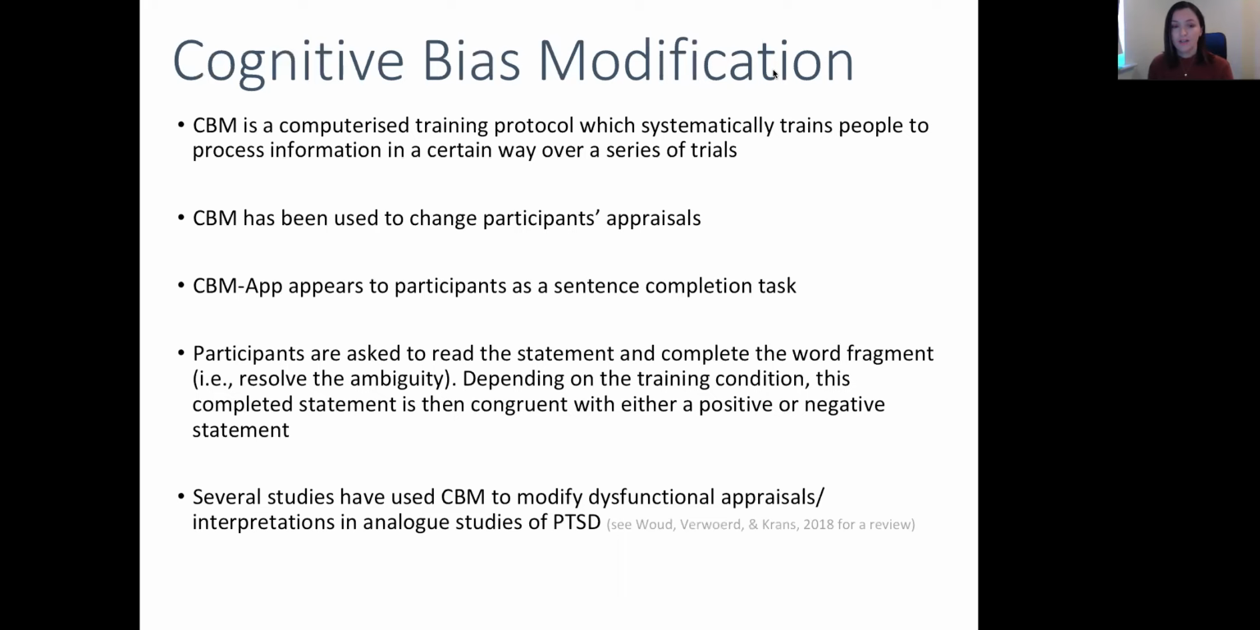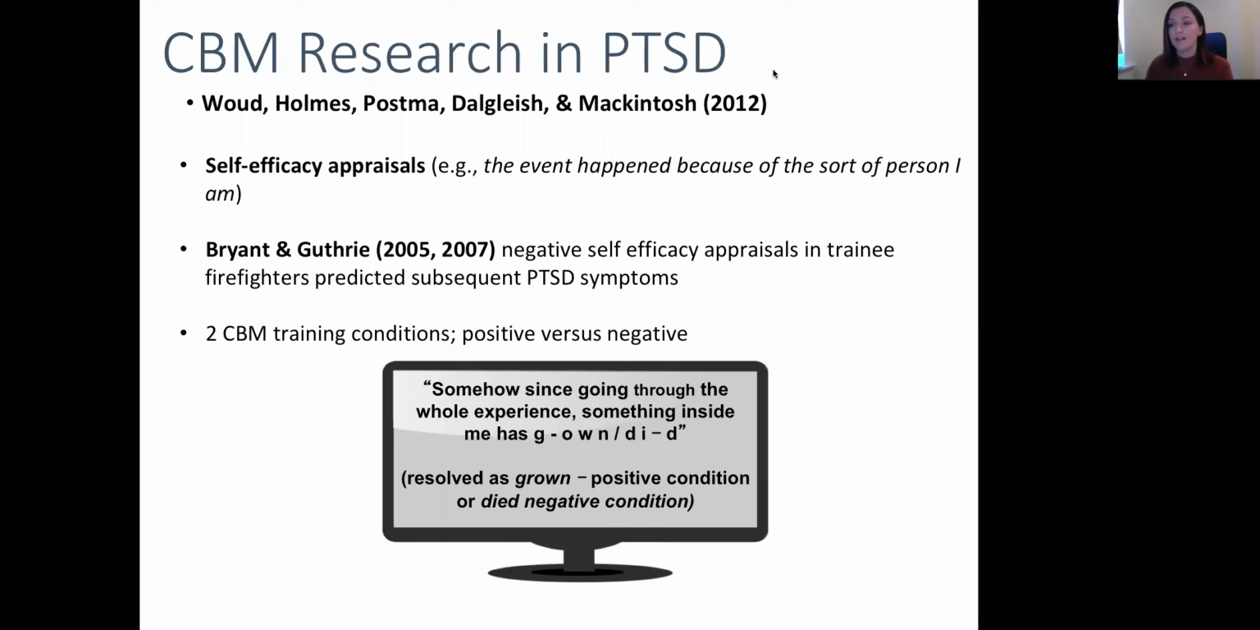And several studies have used CBM to modify dysfunctional appraisals in relation to PTSD. So this is in analog studies of PTSD. And Wood and colleagues have got a good review of the literature. Wood and colleagues as well, they also developed a new CBM training protocol to target negative self-efficacy appraisals. So an example of that would be that the event happened to me because of the sort of person I am. And we know that these types of negative self-efficacy appraisals are linked to PTSD.